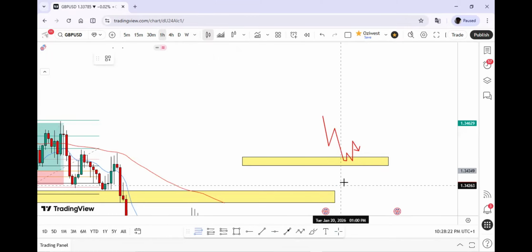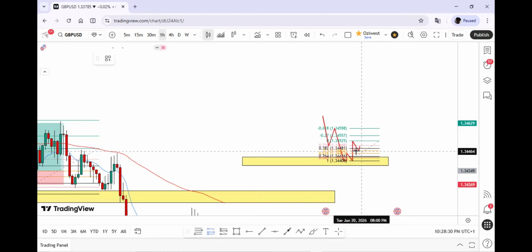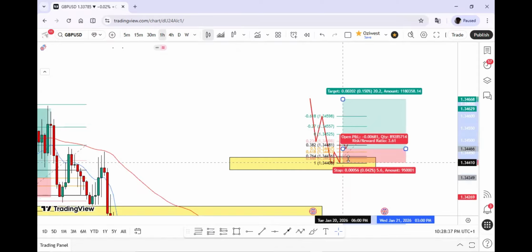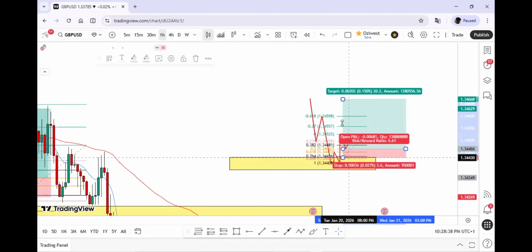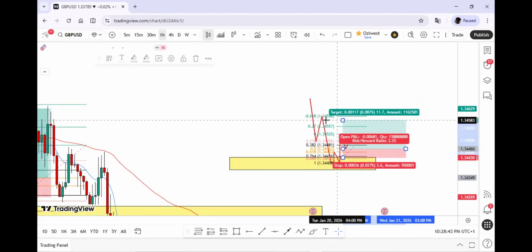Then I'll bring out my Fibonacci from the swing low to the swing high, place my limit order at that 50% level, the stop loss below 0.764 of the Fibonacci, and aim for 2 times to 3 times my risk, depending on where structure is at, looking at past data.